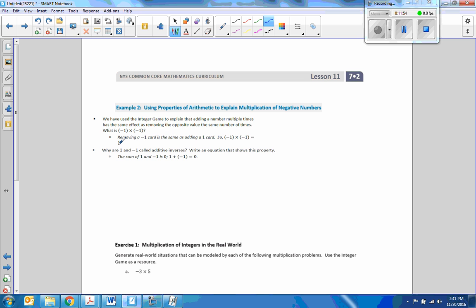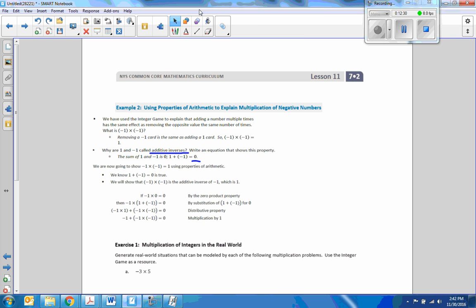Okay, the next thing we want to look at is why are 1 and -1 called additive inverses? Write an equation that shows this property. So we can say the sum of 1 and -1 is 0, or 1 plus a -1 equals 0. So we call them additive inverses because whenever we add 2 things together and get the additive identity, which is 0, then they have to be inverses. So adding an inverse equals the identity. A lot of terminology here, but we need to learn it.